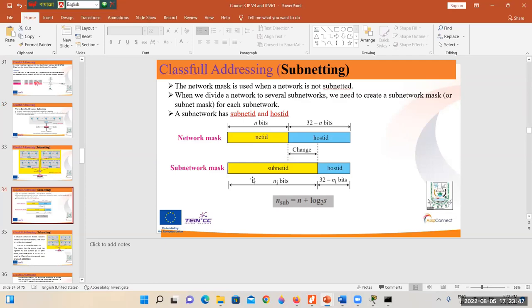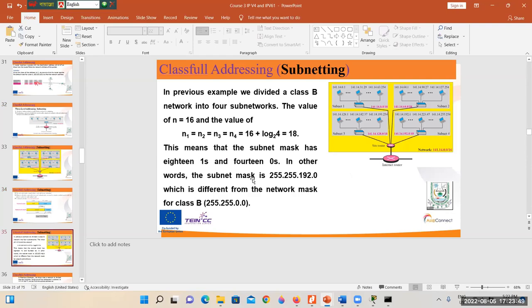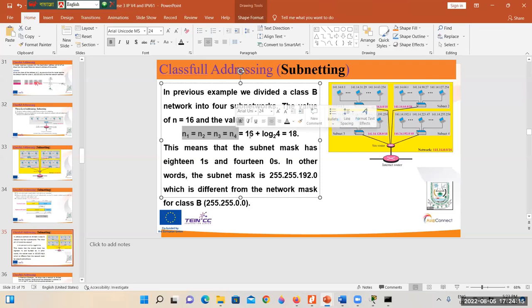In the previous example, we divided the class B network into four subnetworks. The value of n is 16, since this is class B, fixed based on the default mask. So n1 equals n2 equals n3 equals n4, all subnet masks should be n, which is 16, plus log2 of the number of networks, four here. So the total would be 18.